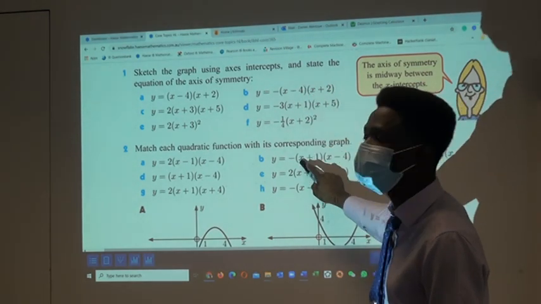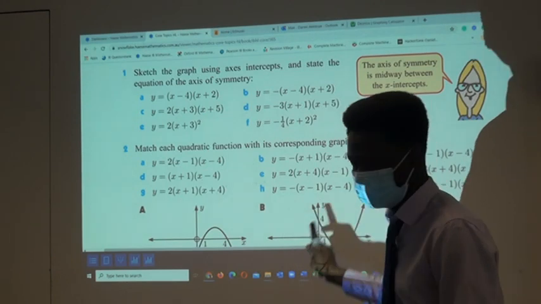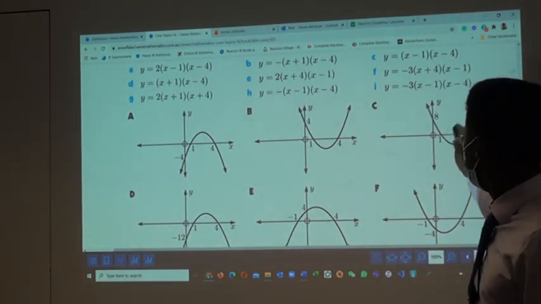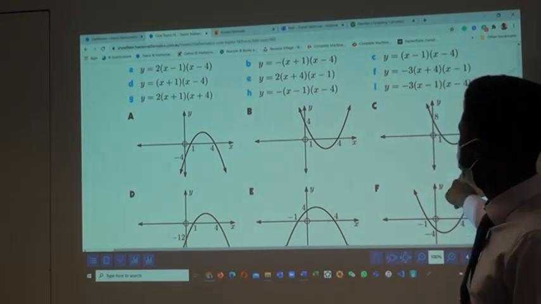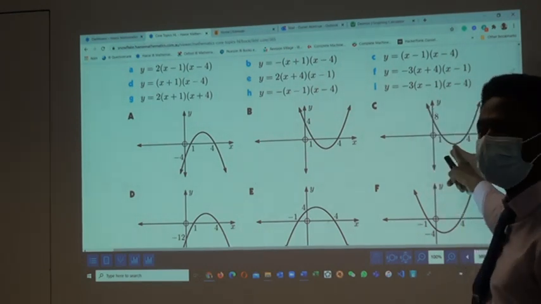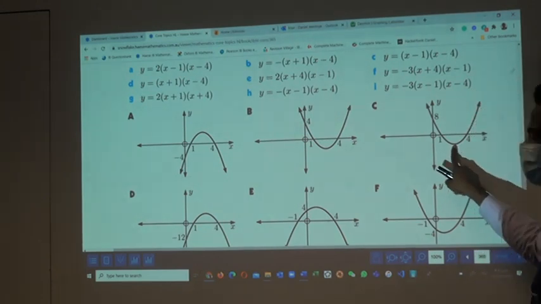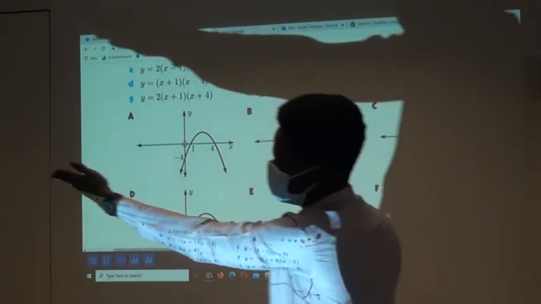This one must look like this when you are presenting your solution. And draw the axis of symmetry as well. Do you know how to find the vertex this time? How do you find it? Find the middle of the two intercepts, and then put it into the equation.